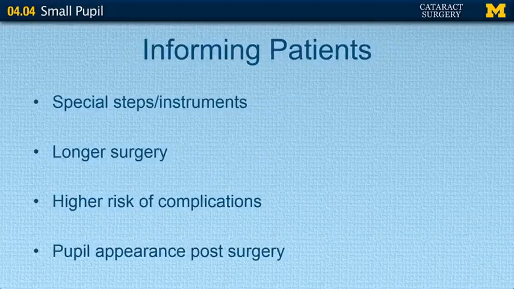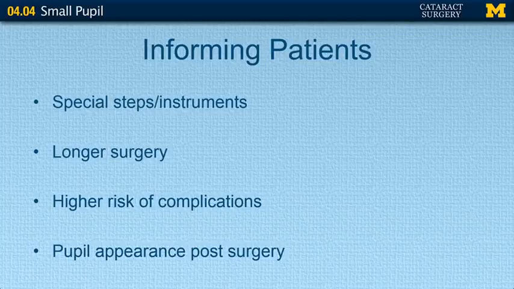Lastly, we want to talk about informing the patients. It's really important that you discuss with the patients the extra steps that will be involved when they have a small pupil, so they're aware that the surgery may be a little bit longer and may require the use of extra instruments. The other issue to keep in mind is that when you're mechanically stretching the pupil, it may not look the same after the surgery. So it's important that you inform the patient that their pupil may be permanently dilated after the surgery, or it may have an abnormal appearance, just so they're not surprised about it. Other issues to discuss with them is the risk of higher complications with a small pupil.